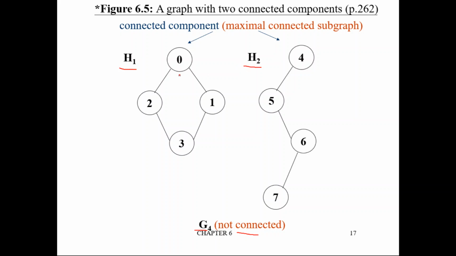These two subgraphs by themselves are connected. The subgraph H1 is connected and the subgraph H2 is connected. So this graph has two connected components, and this graph does not have any further connected component. So that is called a maximal connected subgraph. Here this particular graph contains two connected subgraphs, so two is the maximal here. That is called a maximal connected subgraph.